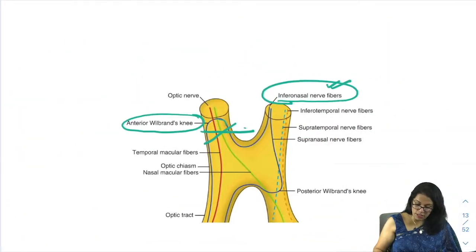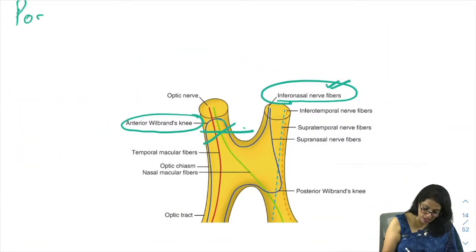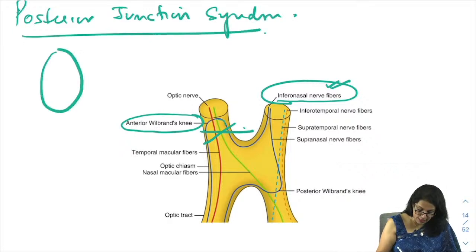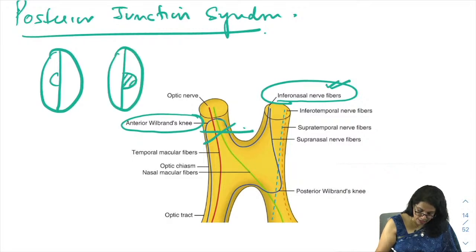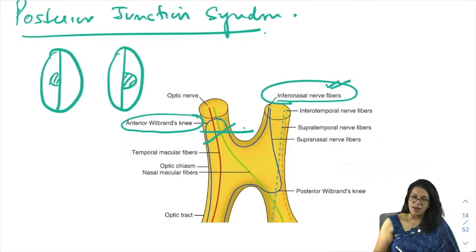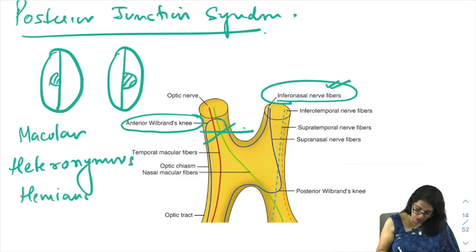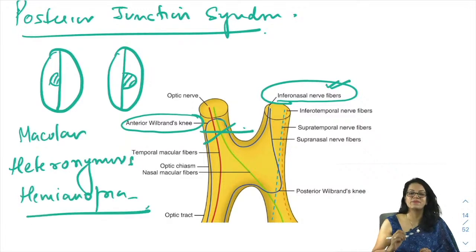अच्छा, अब उसके बाद what is posterior junction syndrome? We should also know that these are mainly macular fibers. तो posterior junction syndrome क्या होता है? When only macular fibers are involved, but that is also heteronymous. ठीक है? One of this side, one of this side. So macular heteronymous hemianopia. ठीक है? It is macular but heteronymous, not homonymous. One on the left, one on the right becomes heteronymous. This is what is called posterior junction syndrome.